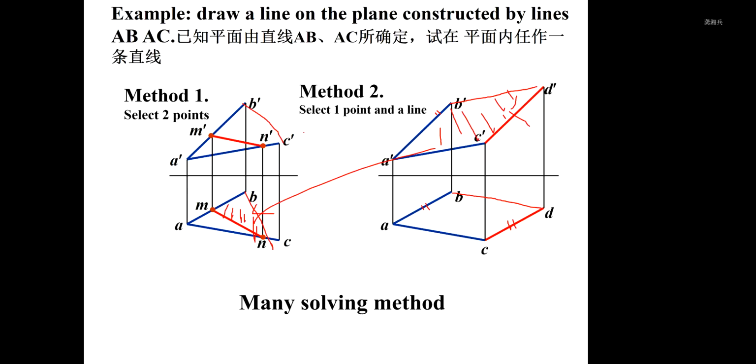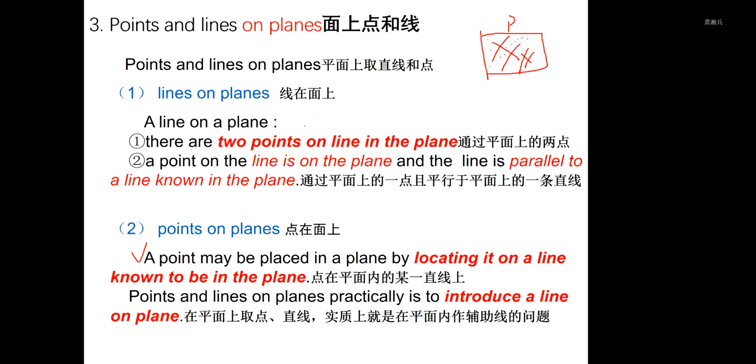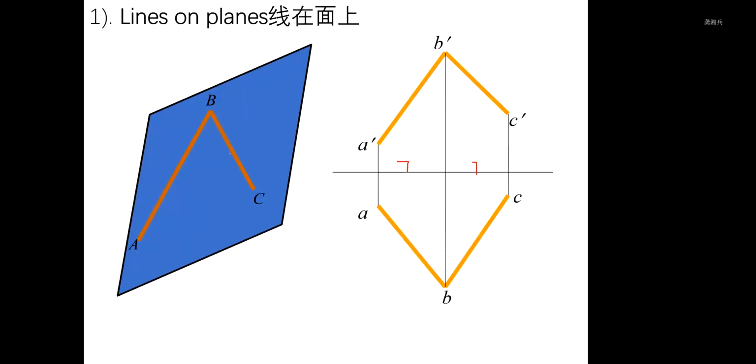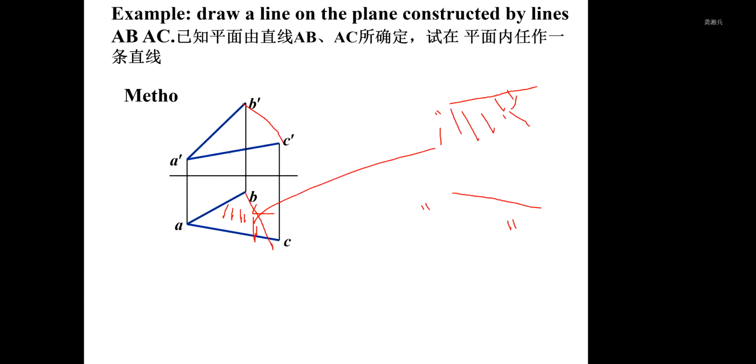So no matter method 1 or method 2, we just remember this one. We want you guys to remember how to get a line on the plane. Just use the two requirements. One is there are 2 points on the line, and this line belongs to the plane. So this is the question 1. So you can get 2 points belonging to the plane to find a line on the plane. Another one is a point on the line, and this line is parallel to a line belonging to the plane. So this is the second one. So we have 2 methods to get a line on the plane. I can show the detail for you again, to help you guys understand it.